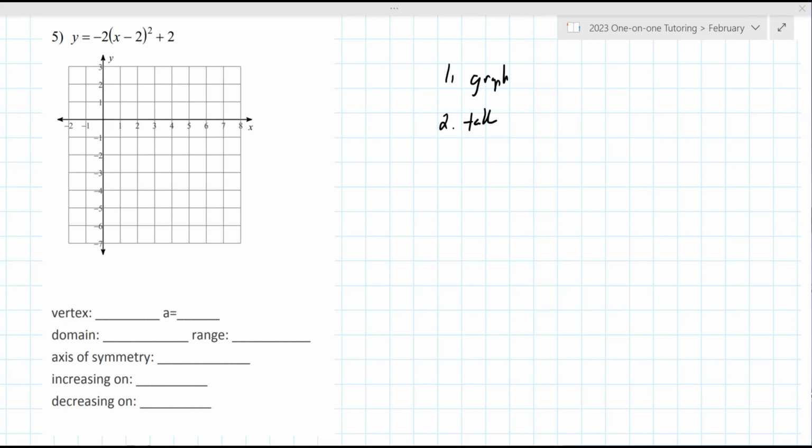So the images of the homework are sending now. Okay, sounds good.